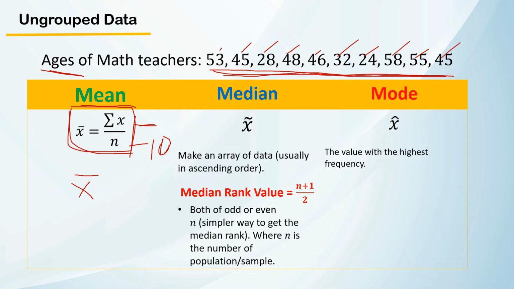Okay? So next, when we say median, again, you need to make an array of data before you can solve for the median. And you can find the median rank value using this formula, n plus 1 over 2. And the mode is just the value with the highest frequency. So by just looking at the data, especially if it is ungrouped data, you can get the mode.